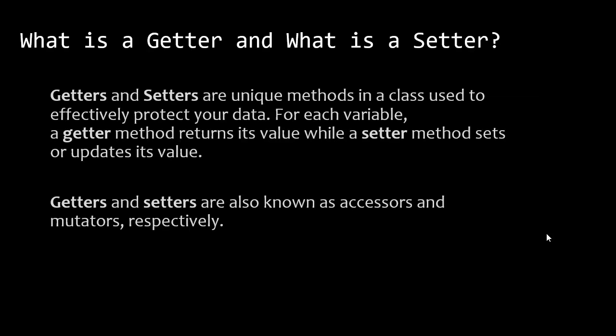Well, getters and setters are unique methods in a class used to effectively protect your data. For each variable, a getter method returns its value, while a setter method sets or updates its value. Getters and setters are also called accessors and mutators, respectively. I don't know if I'm going to call them accessors or mutators, but you might see those concepts out there when you get into it.